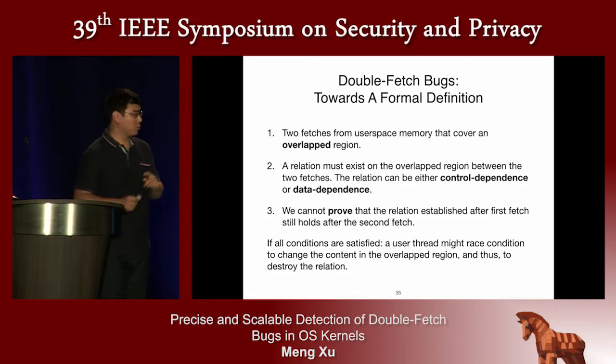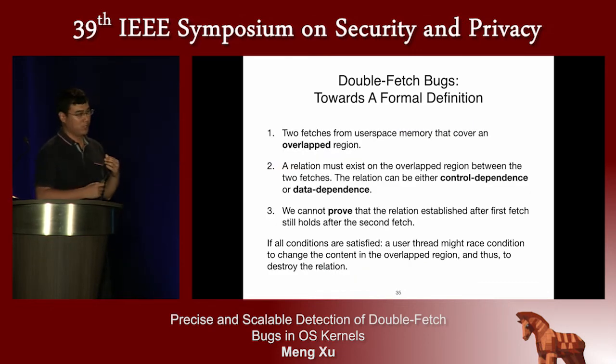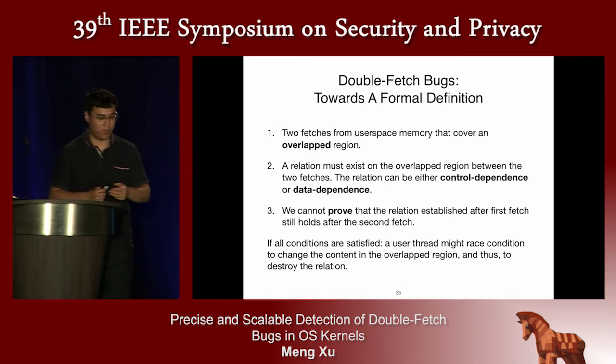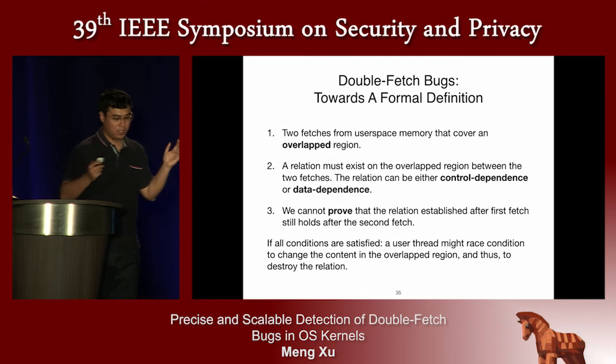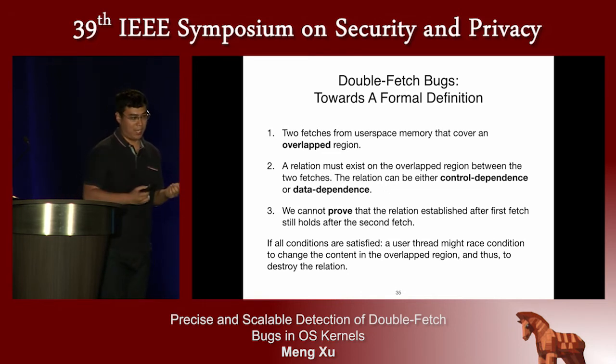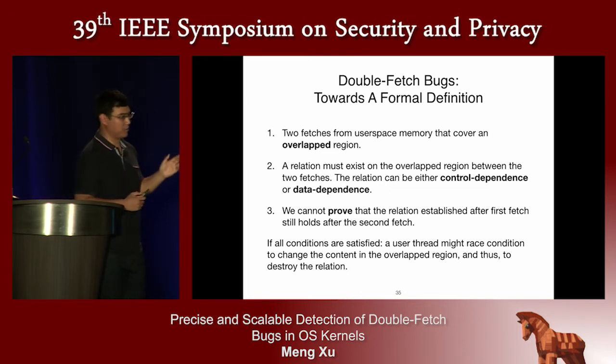So, a quick recap. To find a double fetch bug, we have to have two fetches that have overlap regions, and some relation must be established between these two in this overlap region, either control dependence or data dependence. And we cannot prove that at the end of the function the relation is still valid after the second fetch, and therefore this is the definition of the double fetch bug.